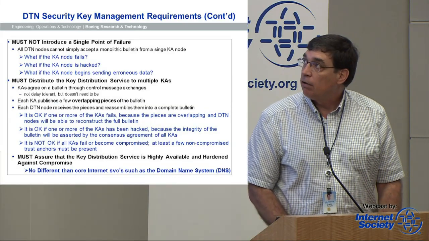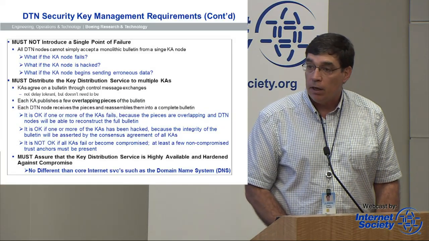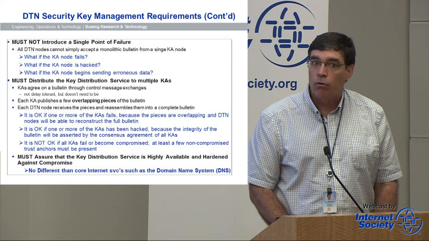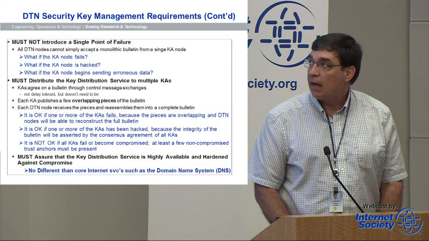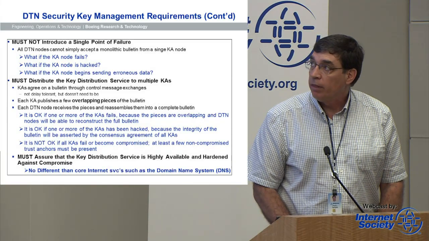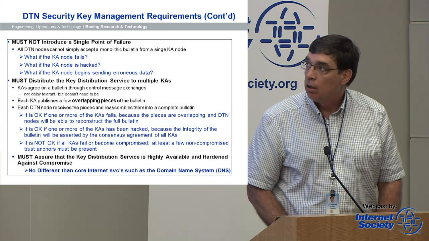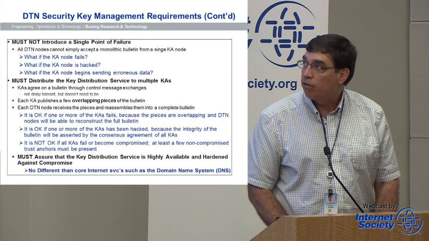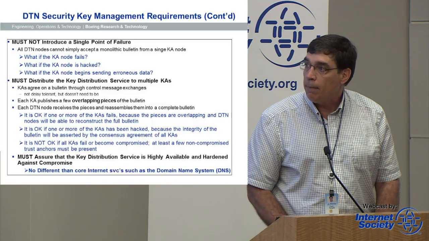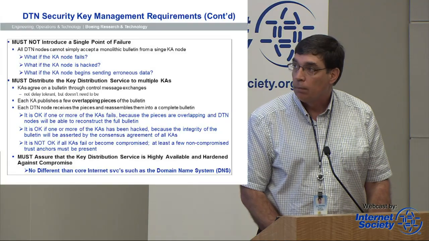It must not introduce a single point of failure. So all DTN nodes can't simply accept a monolithic bulletin from a single key authority. Because what if the key authority itself fails? Or what if it's hacked? Or what if it begins sending erroneous data? So that means they must distribute the key distribution service among multiple key authority nodes. The key authorities have to agree on a bulletin through control message exchanges. That's not a delay tolerant function, but it doesn't need to be as long as the key authorities are within the same low delay bounded network.